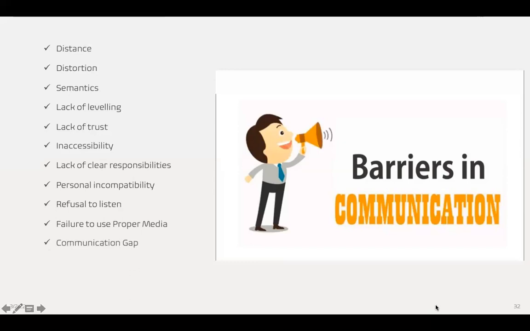Next, we have communication gap. This refers to the defects or loopholes in the formal network of communication. In large and complex organizations, this kind of barrier is a common occurrence.